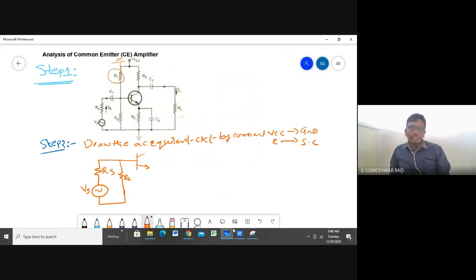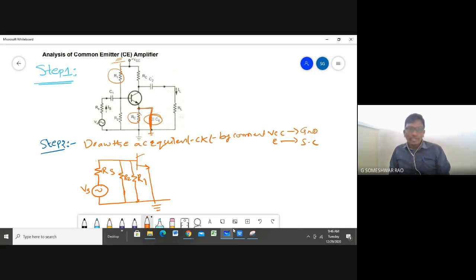If you make this capacitor a short circuit, there is no significance of this RE, because the entire current will flow something like this. So therefore the emitter is grounded, and R1 is grounded since it is connected to ground.